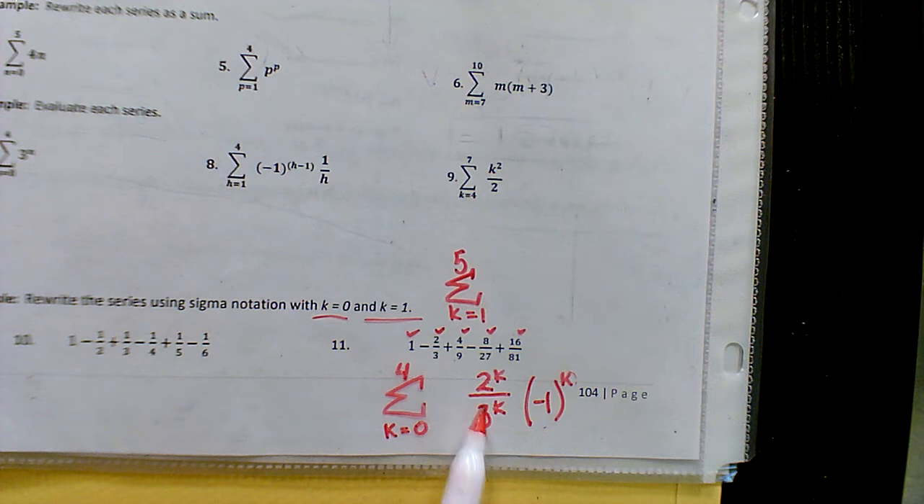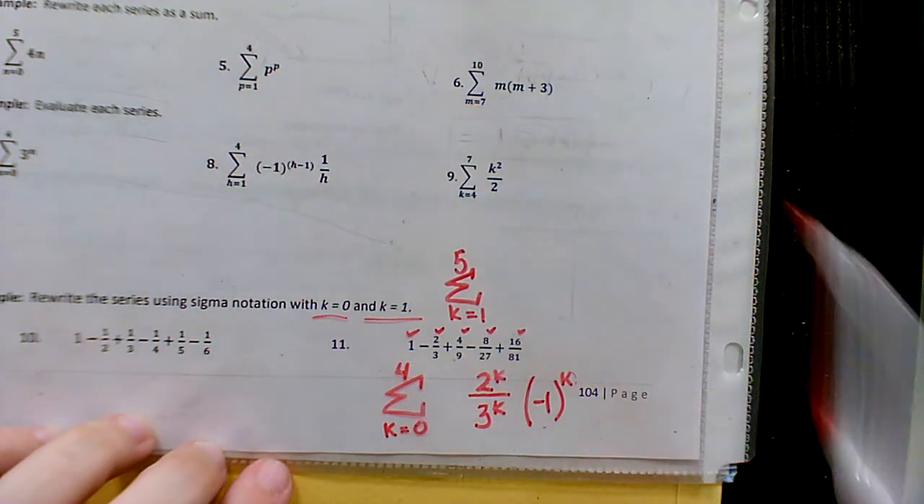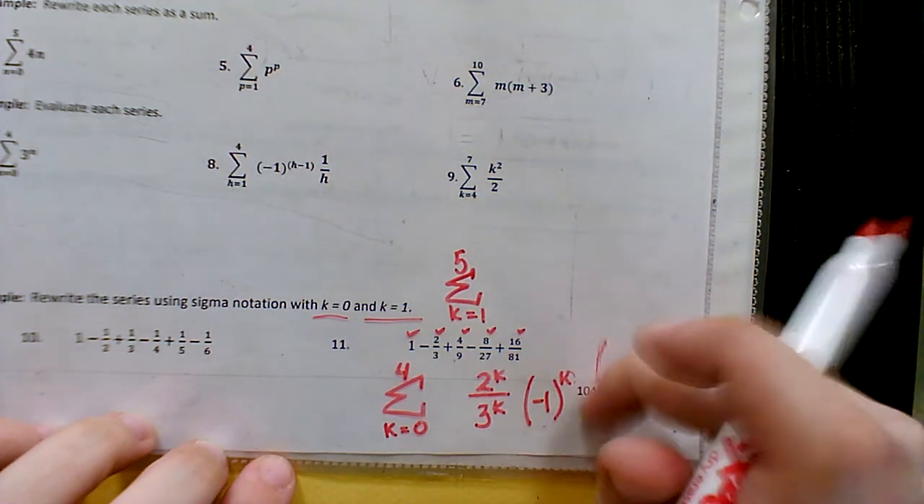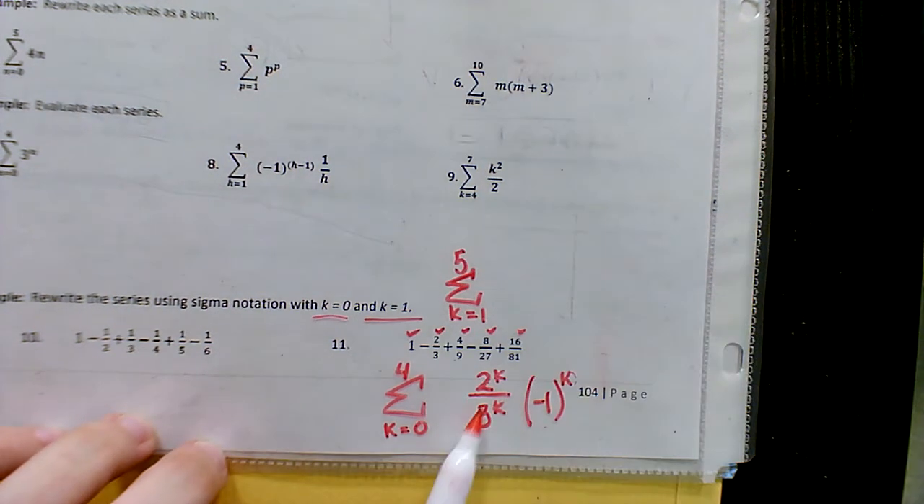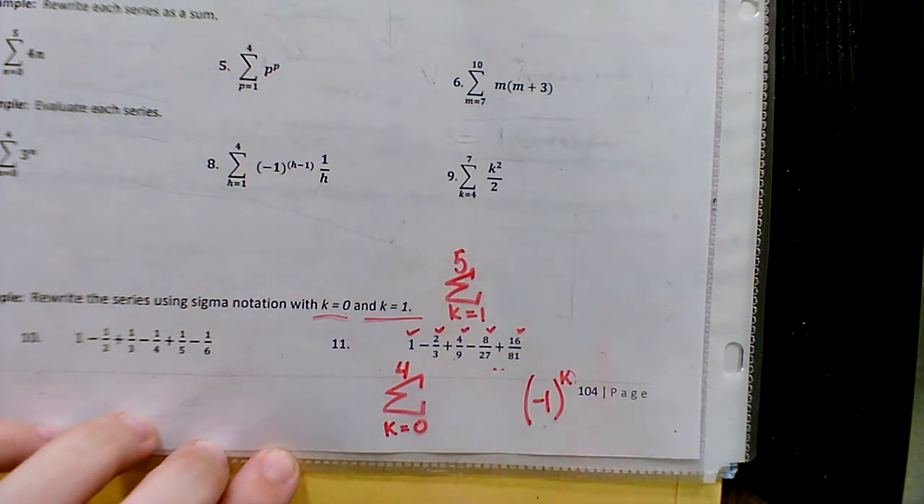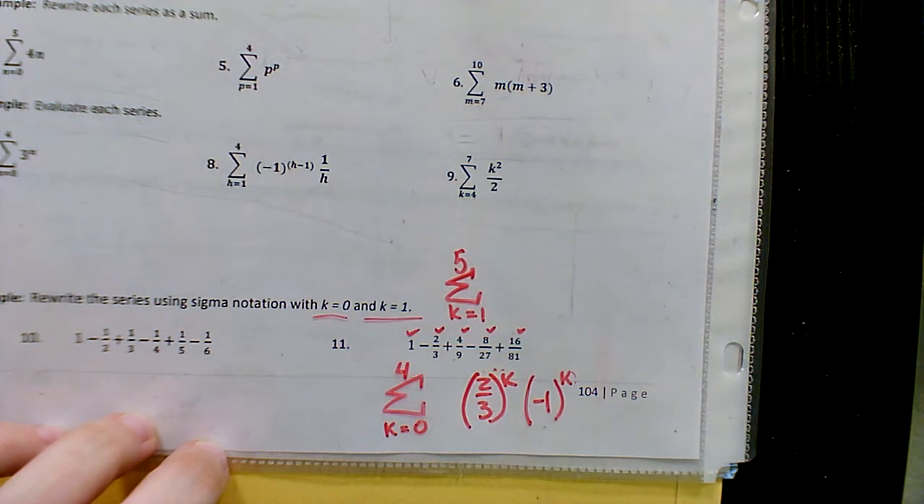You can leave it like this, that's correct, but you might see it a different way. Yeah? I have, in parentheses, negative 2/3 and all of that to the k. Would that work too? Yes, and here's why. Okay? Take a look at this. If we have 2 to the k over 3 to the k, if both of these are being raised to the same power, you could write it like that, right?